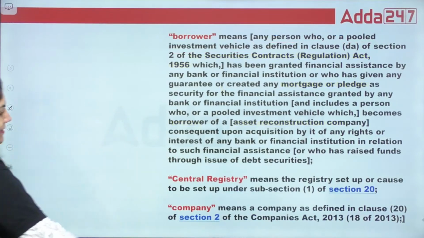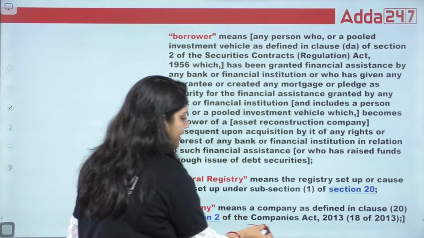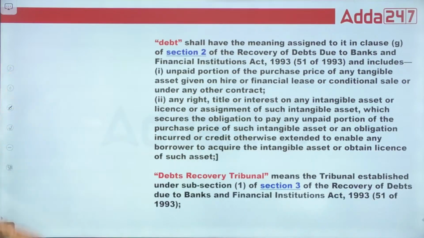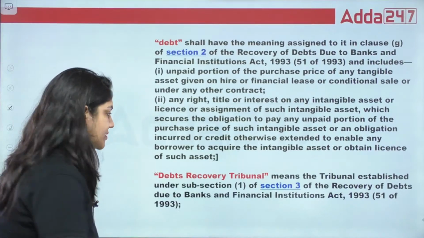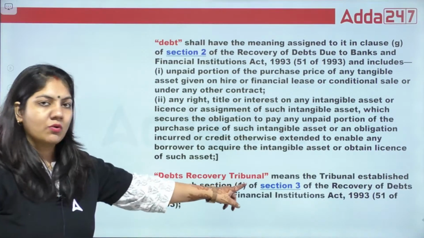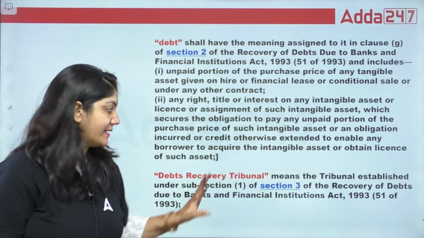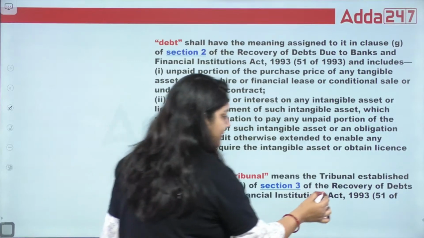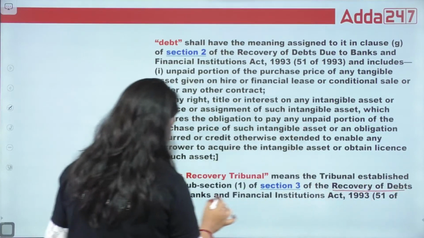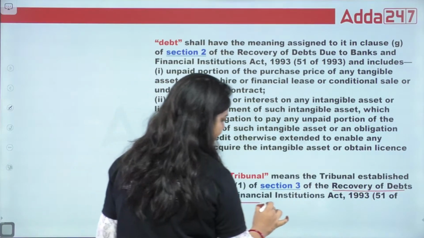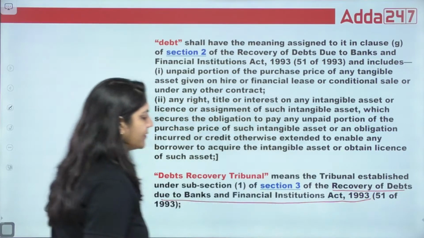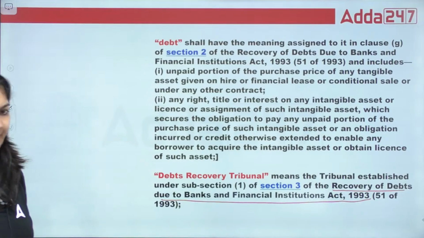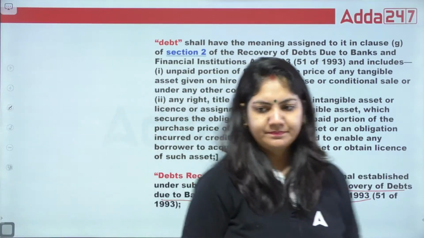Okay? What is a company? That is defined in the Company Act, guys. This is called a company. What is debt? First of all, DRT, whatever we have covered in the DRT Act. And what is the full name of the DRT Act? The full name is Recovery of Debt Due to Banks and Financial Institutions Act 1993. This is your DRT.